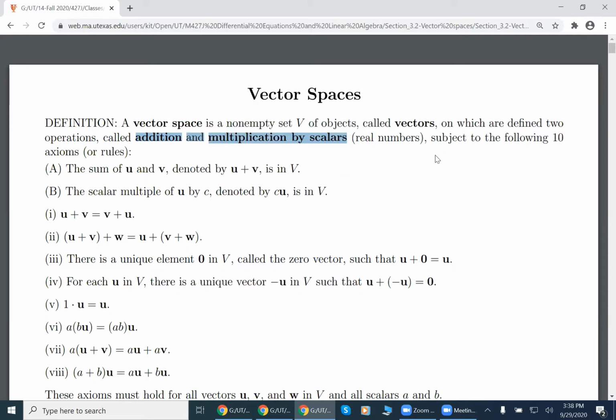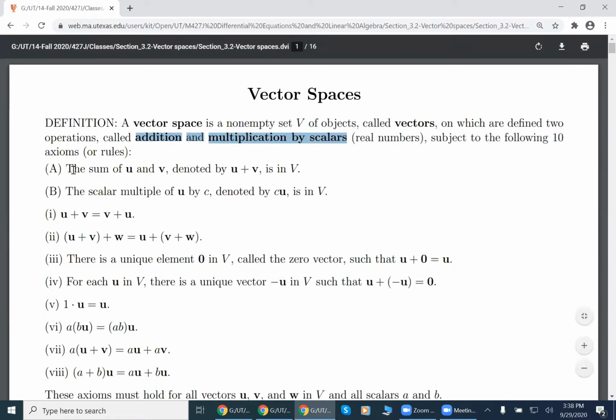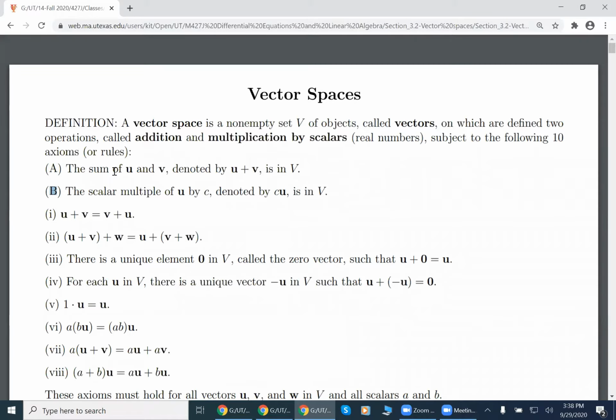We split all these axioms into two groups. Group number one, axioms A and B. This set is closed under addition and multiplication by a scalar. Here's what we mean by that. Closed under addition means the following. If U and V are two objects from V, then their sum is necessarily from V again. Similarly here, if U is an object from V, then Cu is an object from V again.